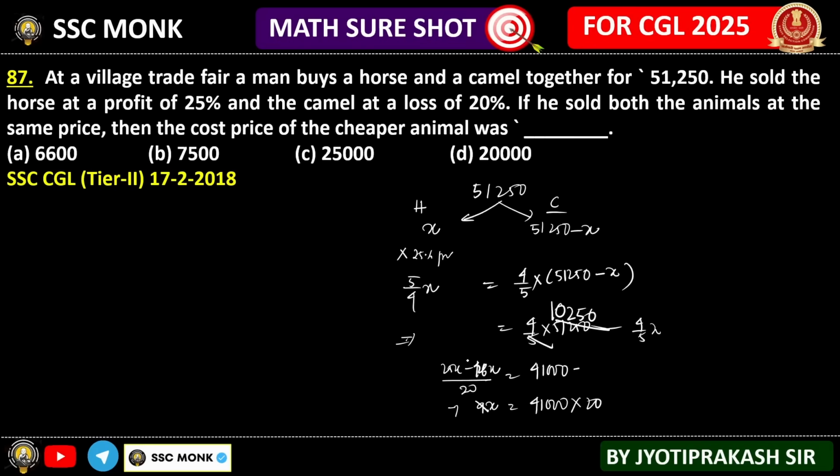Sir, my bad, this is plus. So this will be 41x by 20 is equal to 41,000. 41 that is 1000. So x is equal to 20,000. So if x is 20,000, camel is equal to 51,250 minus 20,000, that is equal to 31,250. Of the cheaper price, this is 31,250 and this is 20,000. So the cheaper animal is 20,000.